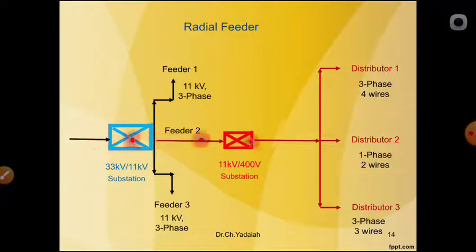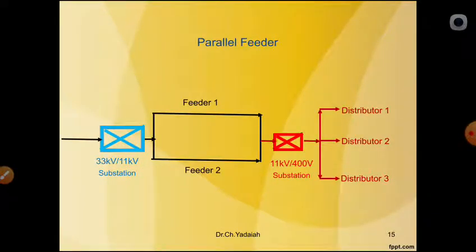Now after that we will go to the second system. What is that one? Parallel feeders. You can observe here the feeder from the 33 kV by 11 kV substation and 11 kV by 400 volt substation: feeder 1 and feeder 2 are connected in parallel at the starting and ending.